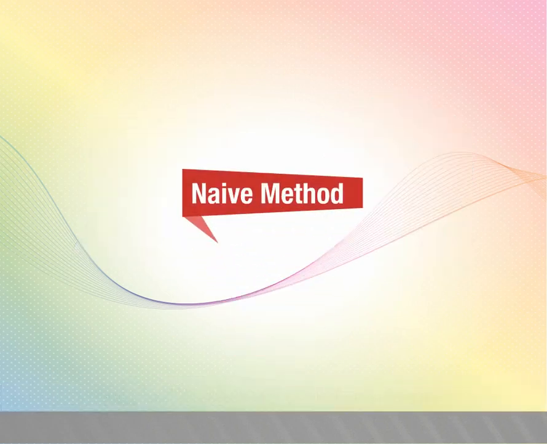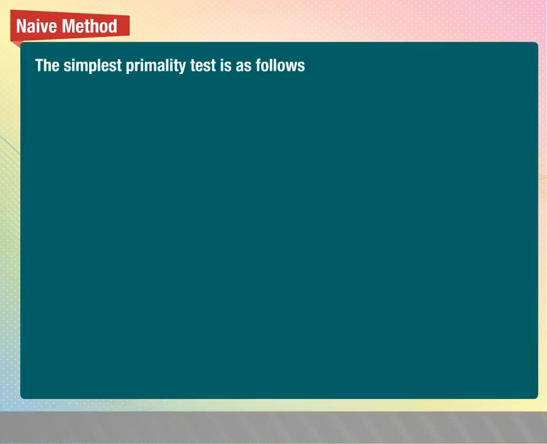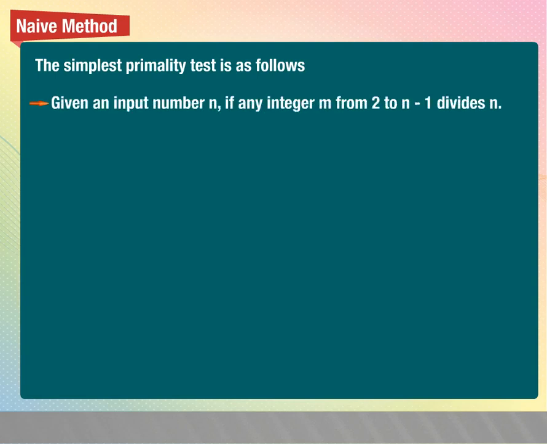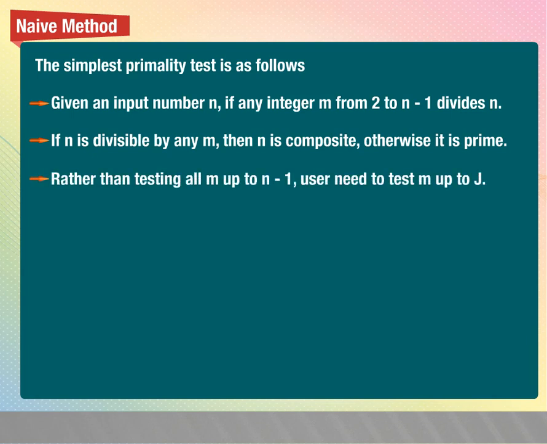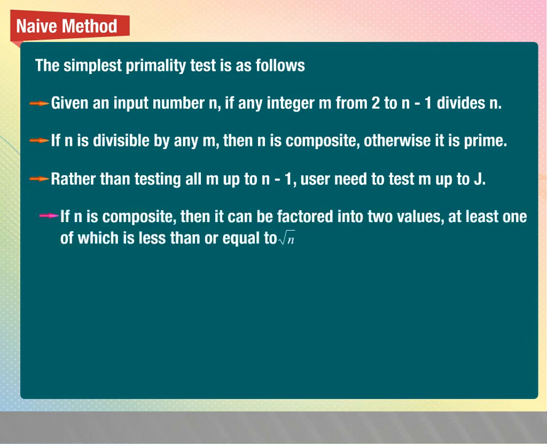Naive method. The simplest primality test is as follows. Given an input number n, check whether any integer m from 2 to n-1 divides n. If n is divisible by any m, then n is composite, otherwise it is prime. Rather than testing all m up to n-1, the user needs to test m only up to root n. If n is composite, then it can be factored into two values, at least one of which is less than or equal to root n.